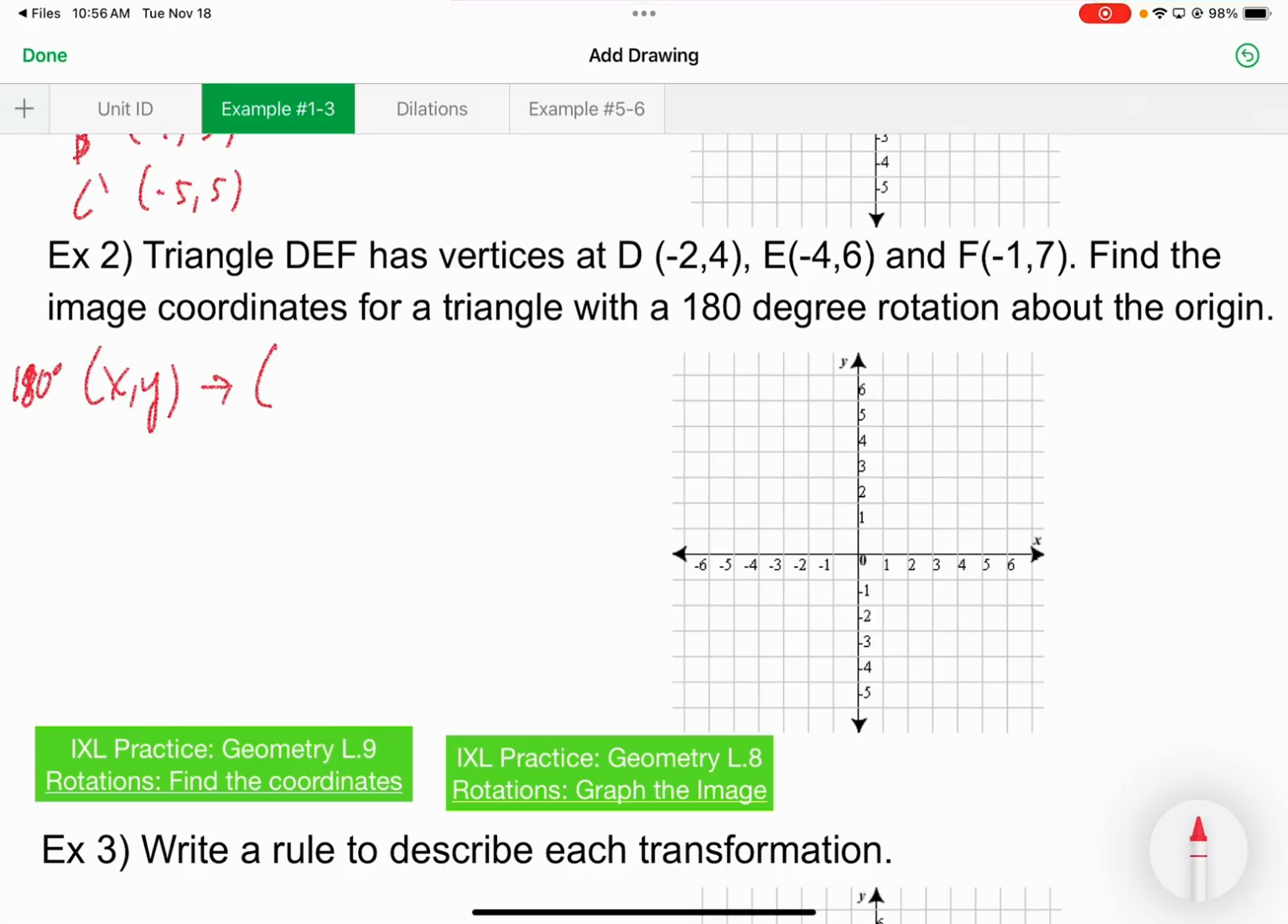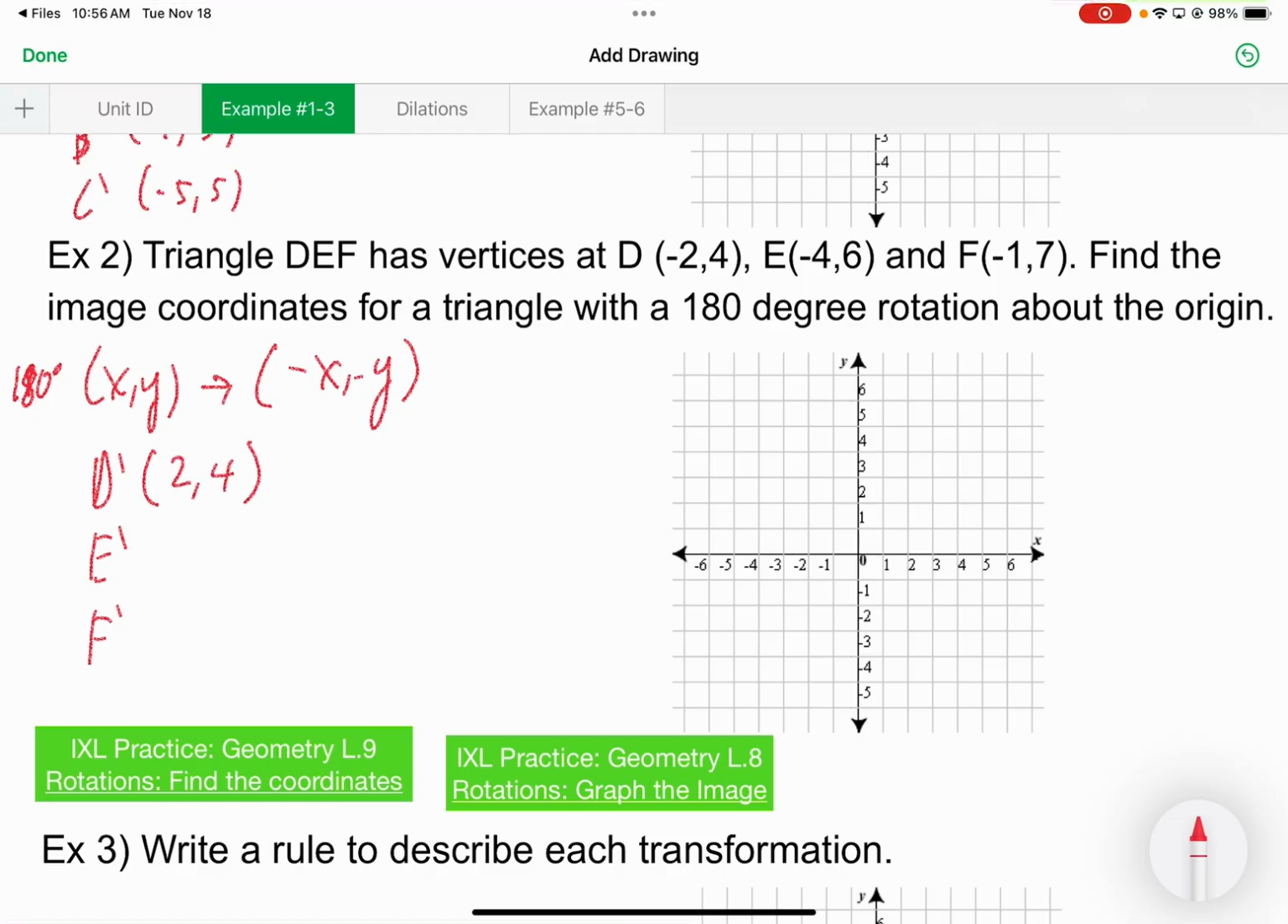Go back to your slide if you need to. 180 degrees, (x, y) turns into what? Good. So I just need to change the sign of all my coordinates. This is the easy one. D prime, E prime, F prime.